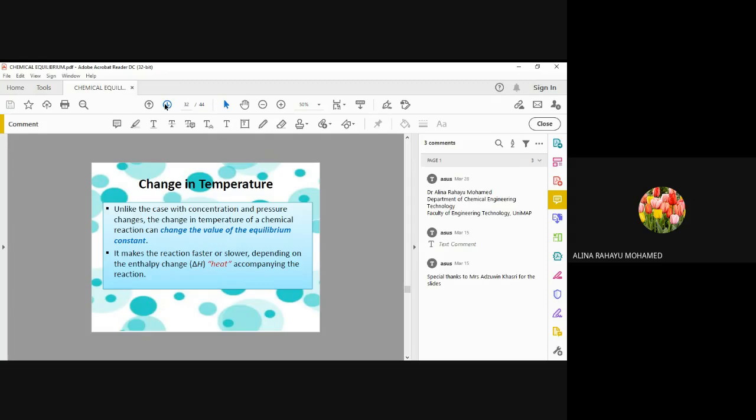Unlike the case with concentration and pressure change, the change in temperature of a chemical reaction can change the value of the equilibrium constant. Okay, temperature can change the equilibrium constant. It makes the reaction faster or slower depending on the enthalpy change, delta H, accompanying the reaction. So temperature, of course, you can relate with the physical chemistry that you have learned last semester, especially for the chemical process and the biotech students.